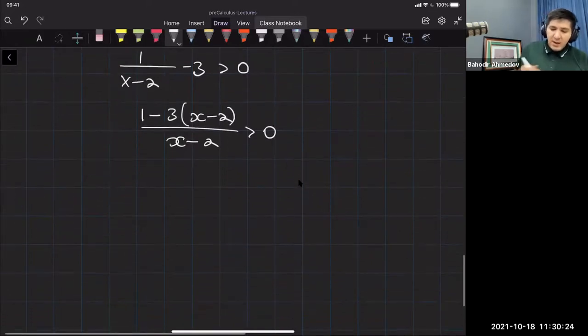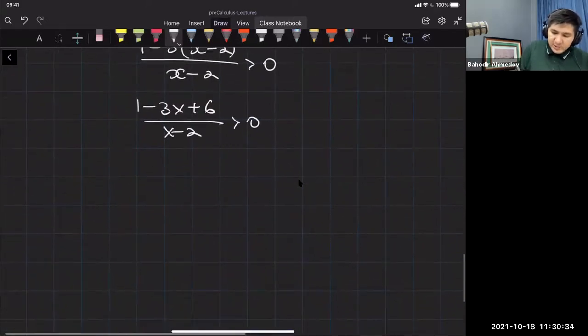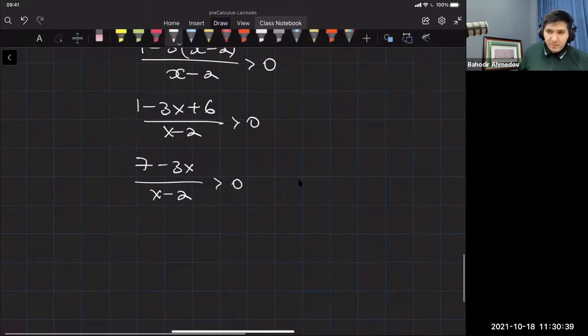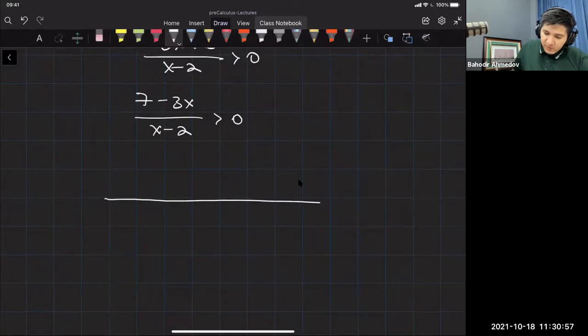Now I'm going to open the brackets and simplify the terms. It becomes 1 minus 3x plus 6 divided by x minus 2 is more than 0. And 7 minus 3x divided by x minus 2 is greater than 0. So we put everything on one side and left 0 on the other side. Now we need to identify the intervals of the signs for the numerator and denominator separately. In order to do this, we first need to find the roots of the numerator and denominator.